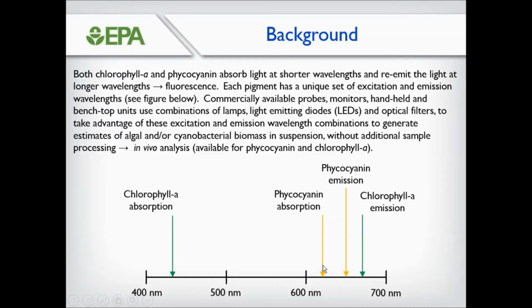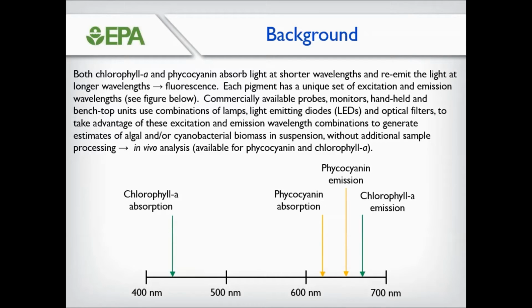And phycocyanin, on the other hand, absorbs light. It has an absorbance peak at about 620 nanometers, and it emits at about 660 nanometers. And there is a large range of commercially available probes and monitors and handheld and benchtop units.